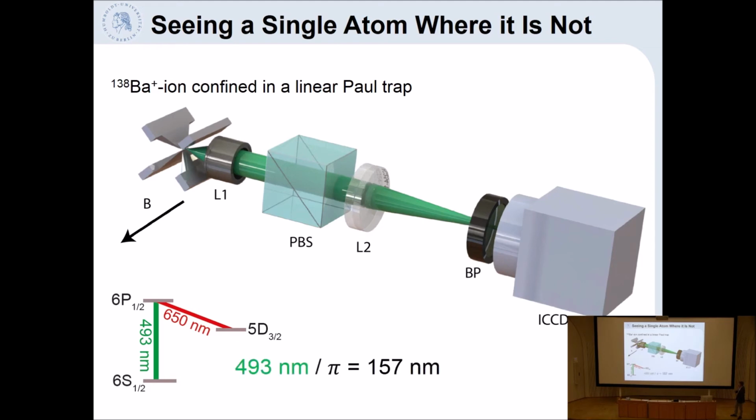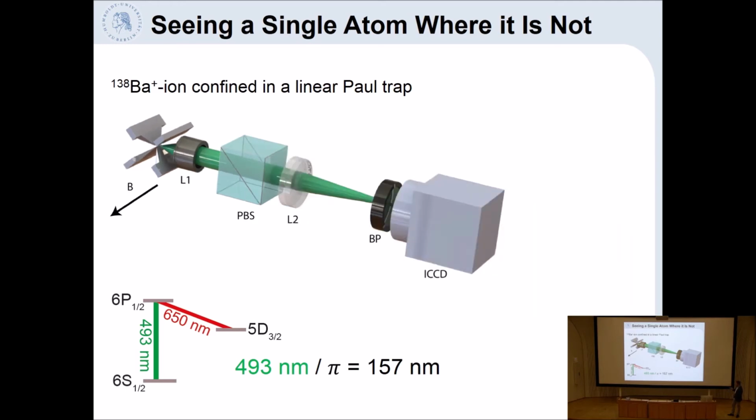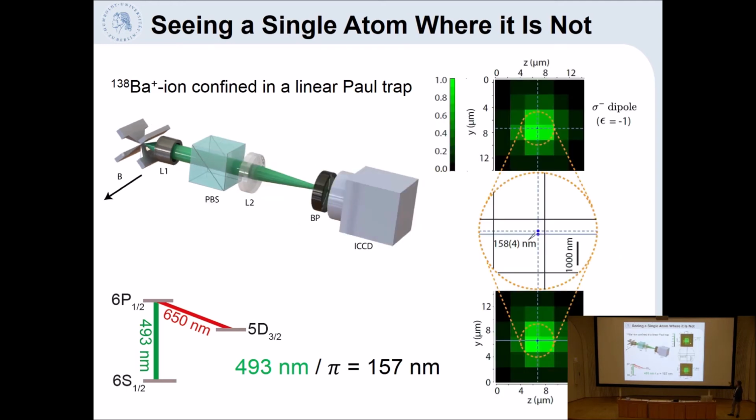And let me remind you that the shift you expect between the two circular polarizations would be lambda over pi, so plus lambda over 2 pi and minus lambda over 2 pi. So it should be 157 nanometers. And so here we did just the same thing as for the gold nanoparticle. We recorded the point spread function in the two situations.